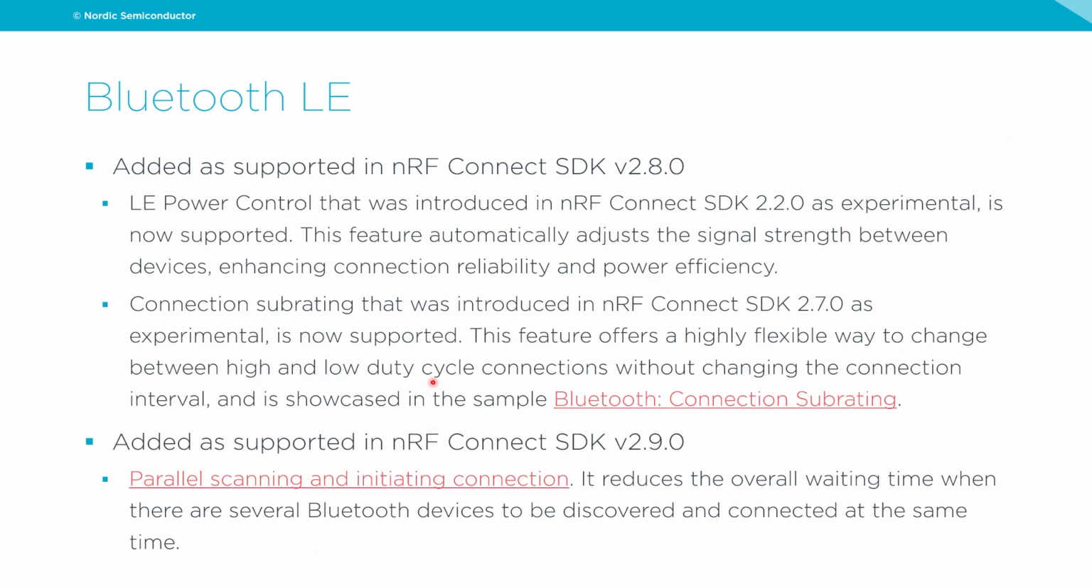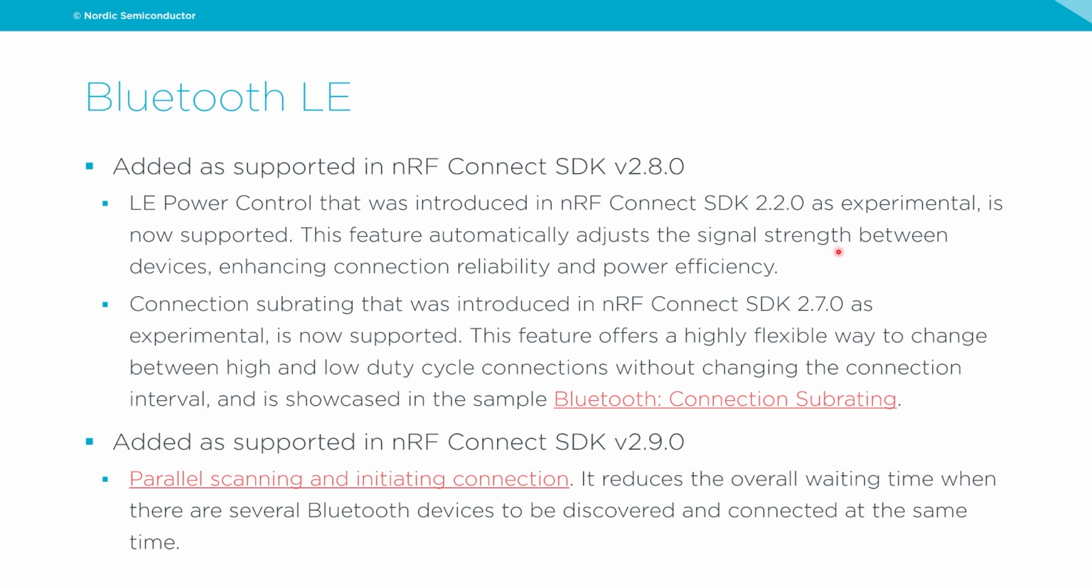And then we have some supported features in nRF Connect SDK 2.8. LE Power Control was introduced back in 2.2, so it's been a while. That was introduced as experimental, and now it is supported. If it's the first time you've heard about LE Power Control, what this gives you is that it allows 2 devices to automatically adjust the signal strength between devices.